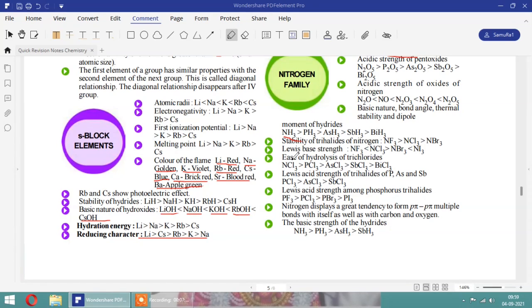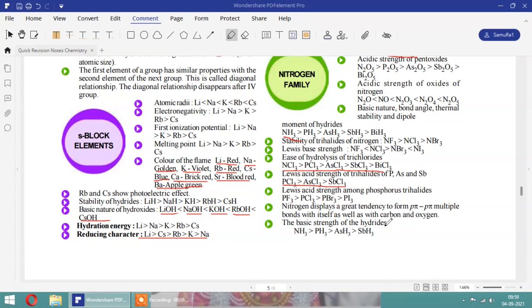Ease of hydrolysis of trichlorides: NCl3 greater than PCl3 greater than AsCl3, it is in increasing order. Lewis acid strength of trihalides is also in increasing order. Lewis acid strength among phosphorus trihalides, you take phosphorus compound: PF3 greater than PCl3 greater than PBr3 greater than PI3. Nitrogen displays greater tendency of p-pi multiple bond with itself as well as with carbon and oxygen.